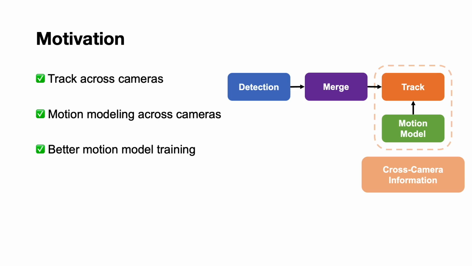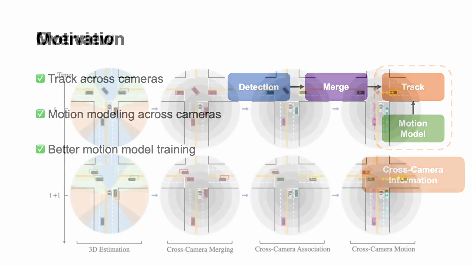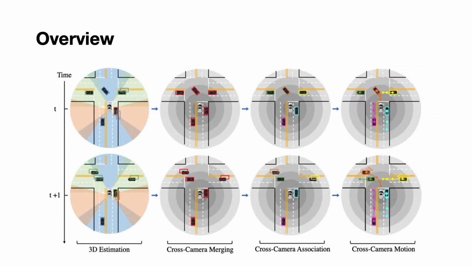Our method fuses 3D detections from multiple cameras before association, reducing identity switches significantly. We obtain longer and cross-camera object trajectories which significantly improve motion modeling, leading to further improved association and smoother trajectories across camera views. Here is the overview of our method.